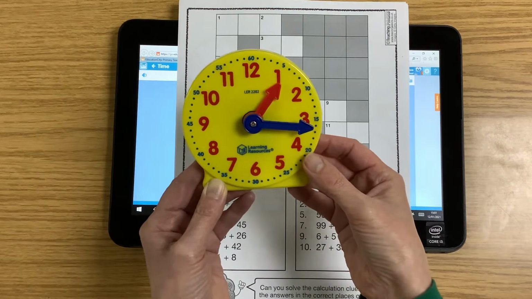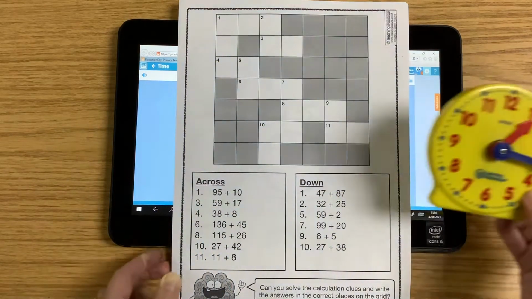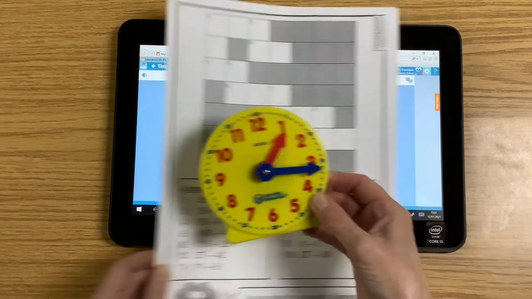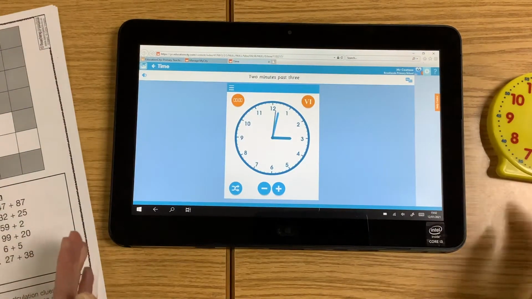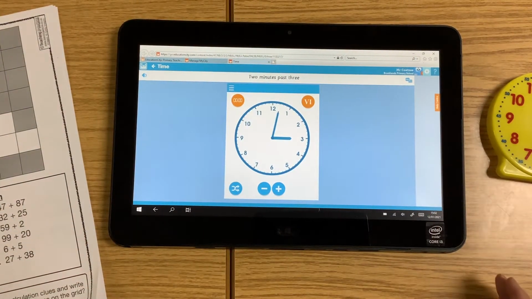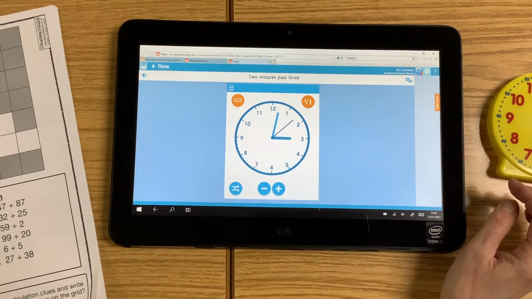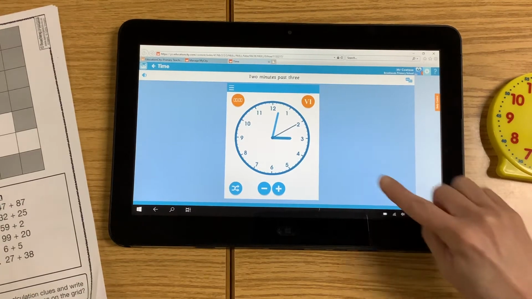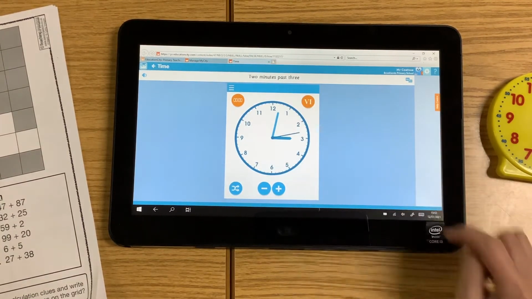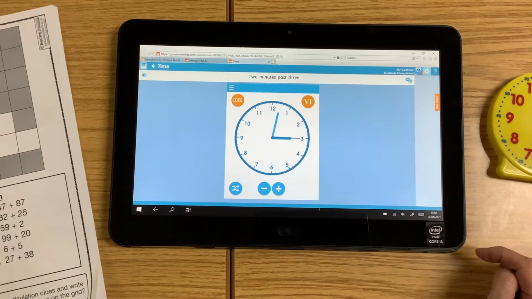Now, to help us out today, I want you to go to Education City P6. And when you go to Education City, I want you to open up the time topic tool. On the time topic tool, you will be presented with a clock. When it first opens up, it's going to show you what the current time is. But I want you to change that clock for me.